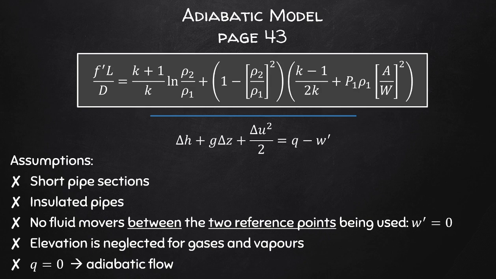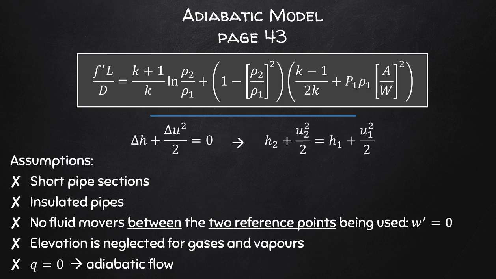The adiabatic model is only applicable for shorter sections of pipe that are well insulated, or that the pipes are short enough that you can assume that the fluid is acting under adiabatic conditions. There should also be no fluid movers present in the energy balance. So if you see a fluid mover, then just split up the energy balance around this fluid mover. So as such, the change in enthalpy is equal to the change of kinetic energy, and you see the term split up here as shown.